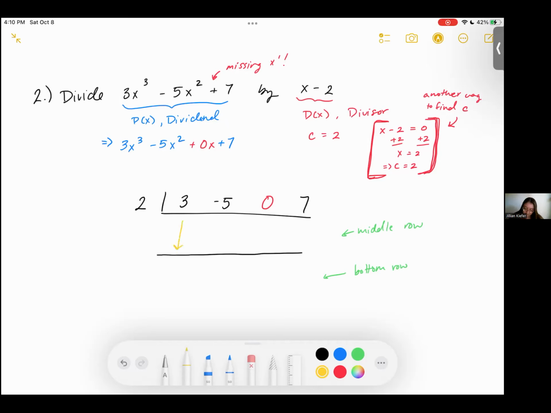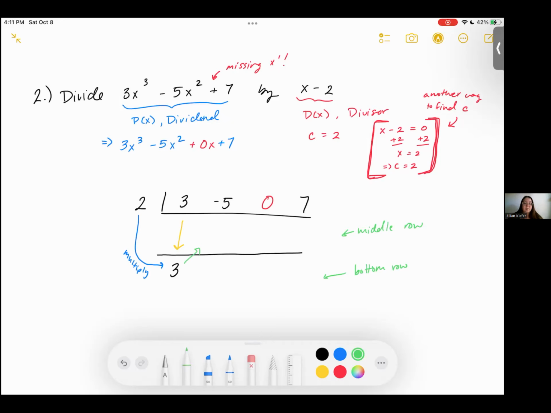So we can just draw an arrow going straight down. And you write that same number below. You just copy it. Once you've done that, step 3 would be that you would take your value of C and multiply it by that value in the bottom row. So we're going to multiply. Then you're going to write your results in the middle row.